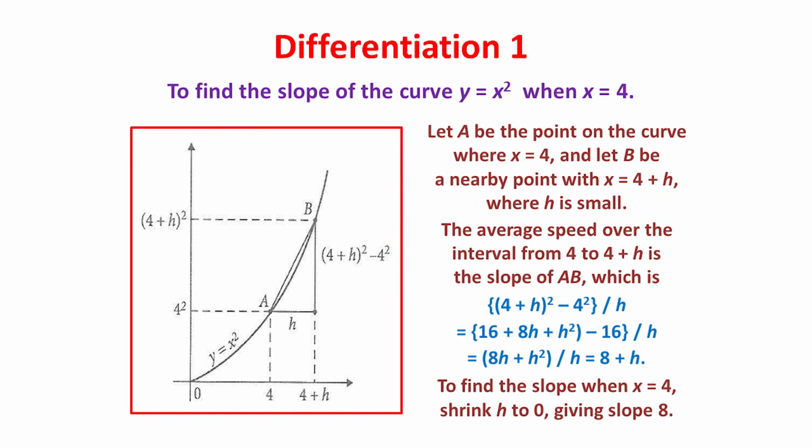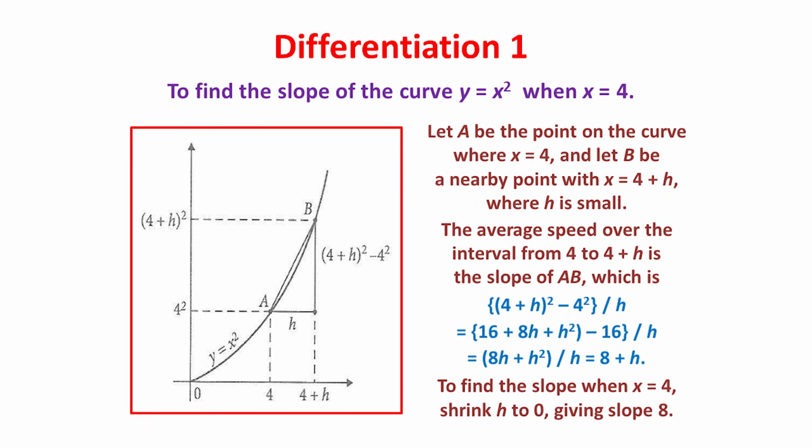This slope being the difference in their y values divided by the difference in their x values, sometimes called rise over run. This is 4 plus h all squared minus 4 squared, all divided by h. Multiplying out the bracket, we get 16 plus 8h plus h squared minus 16 all over h. And cancelling the 16s gives 8h plus h squared over h, which is just 8 plus h. But this only approximates the slope of the tangent at A.